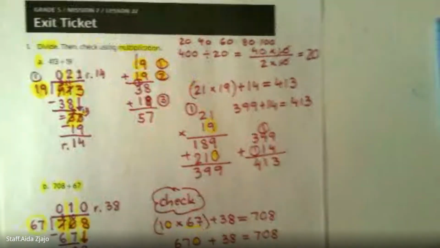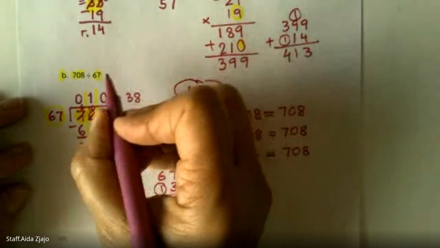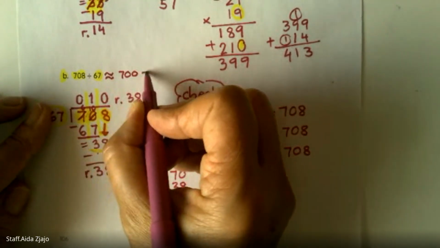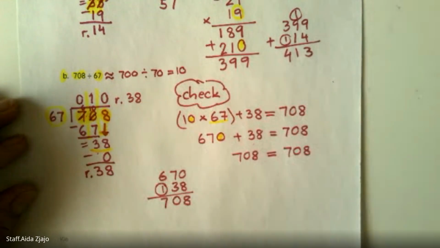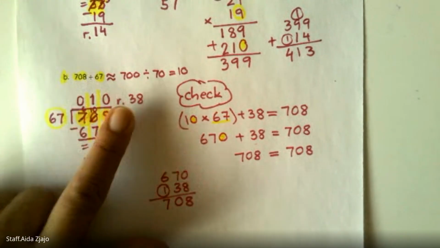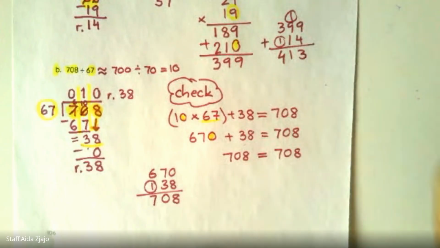If I forget to mention something, if you are estimating this, it's easy to estimate 700 divided by 70, your answer is going to be about 10. So look, that is 10, and the leftover would be that. So here you go.